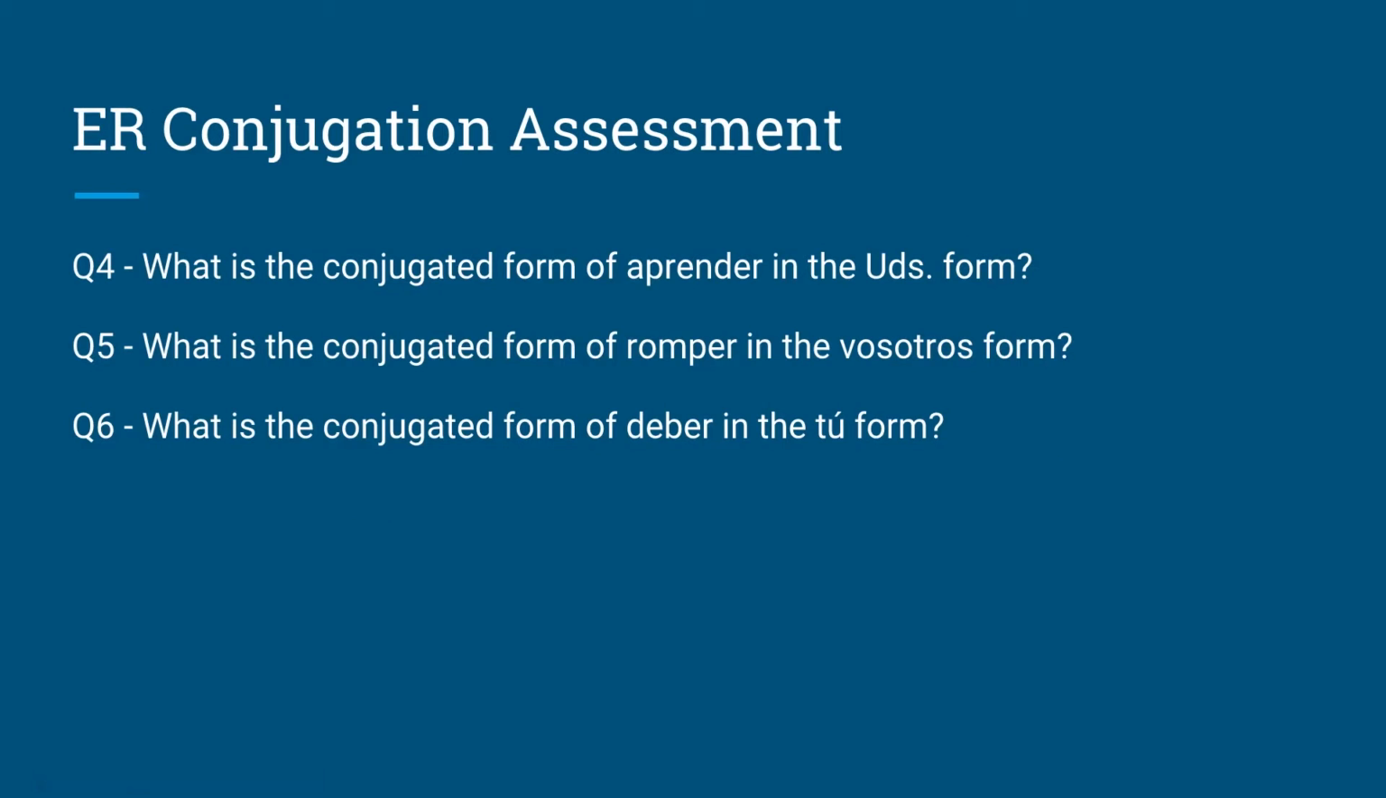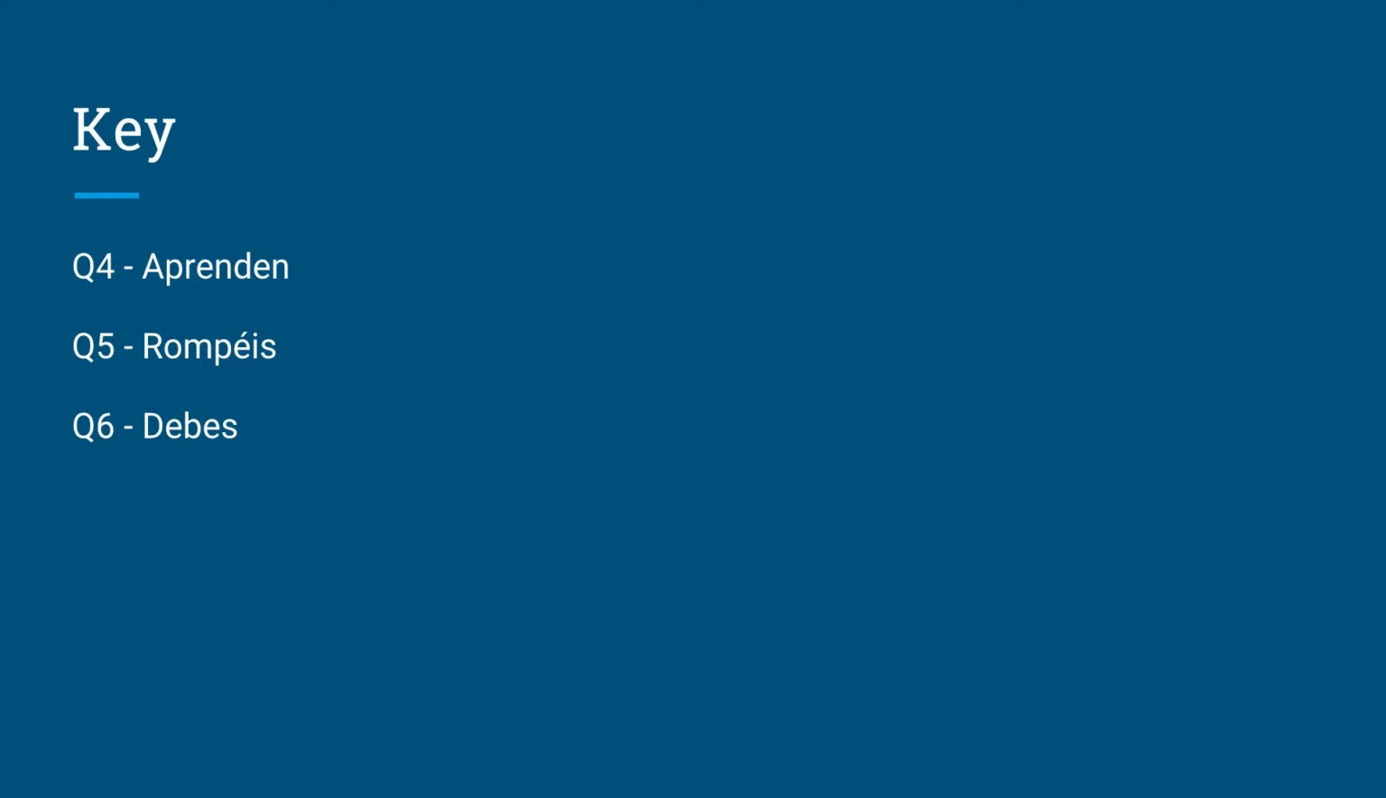Alright, conjugation assessment. Question 4: What is the conjugated form of aprender in the ustedes form? Question 5: What is the conjugated form of romper in the vosotros form? And question 6: What is the conjugated form of beber in the tú form? Once again, you can pause the video to give yourself some time. Alright, key. Question 4 was aprenden. Question 5 was rompéis. And question 6 was bebes.